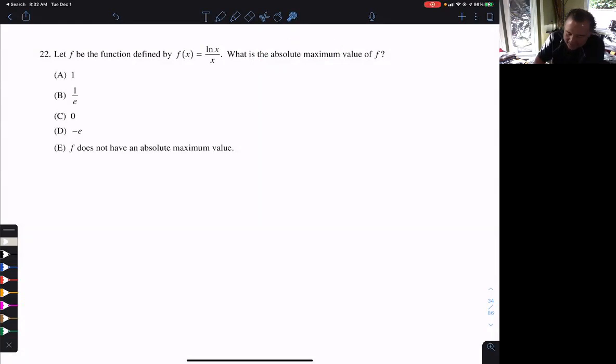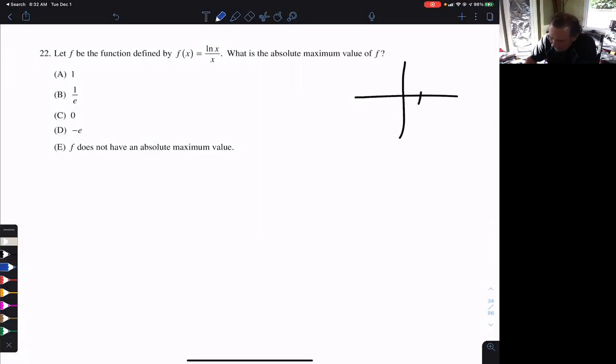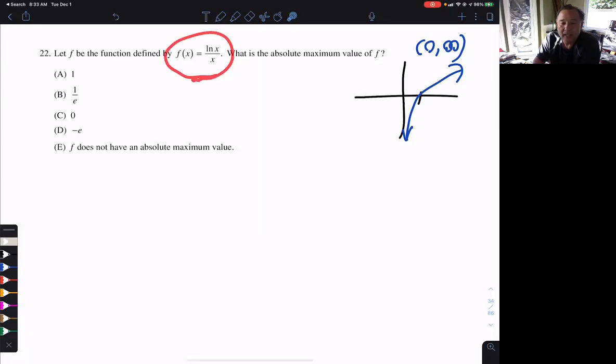Now the next thing is to consider, you need to know what ln of x looks like. Everyone should know ln of x looks kind of like this. So the domain of ln of x is between 0 and infinity. Therefore, there are no endpoints. So let's figure out what's happening. I need to find the critical points because that's the possible location of a max or min.